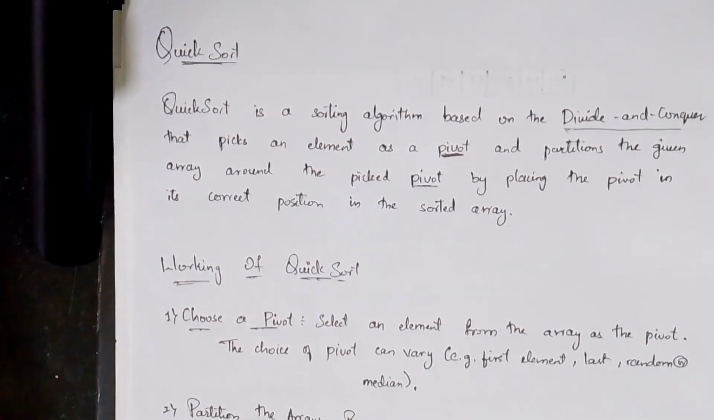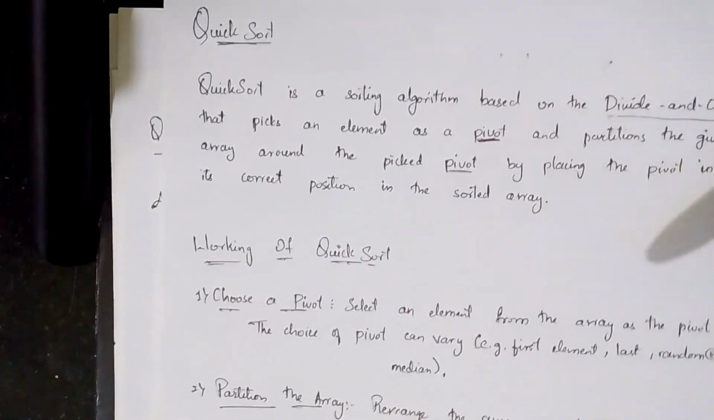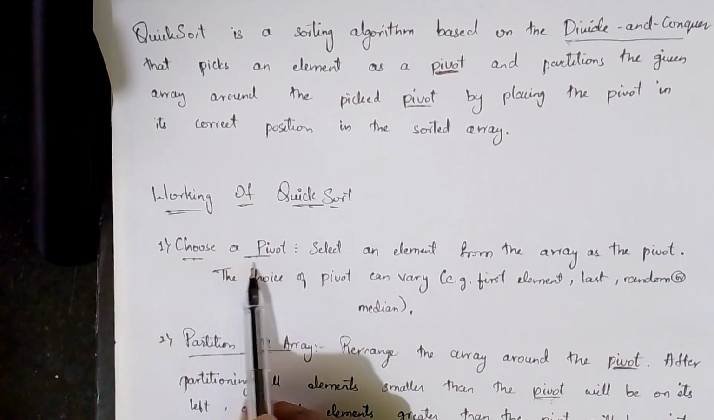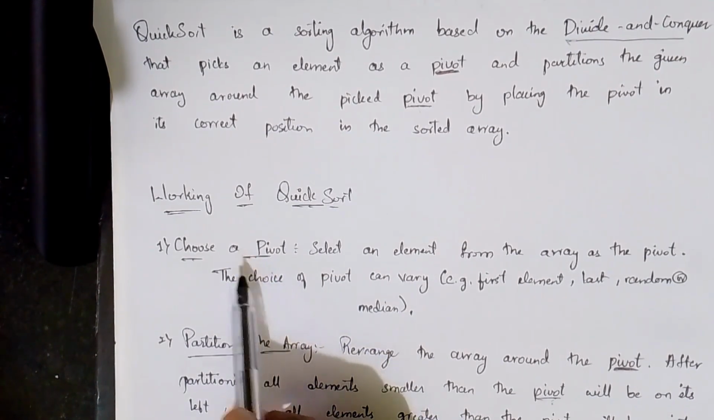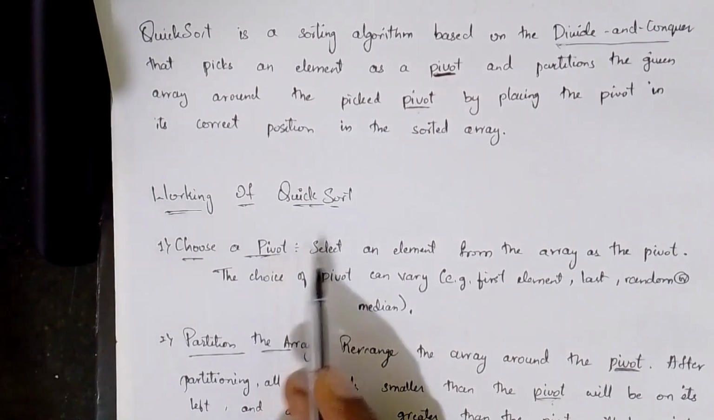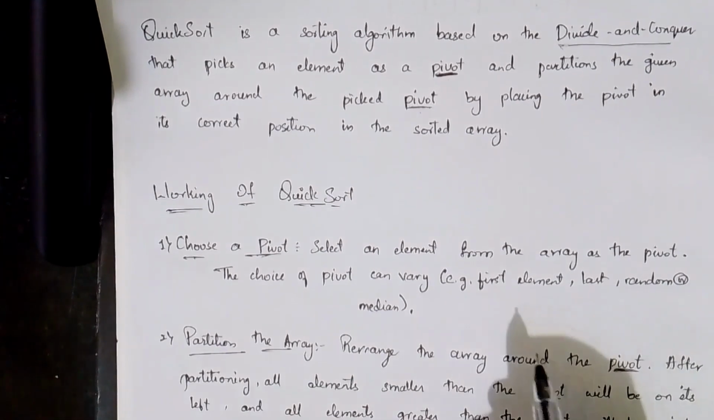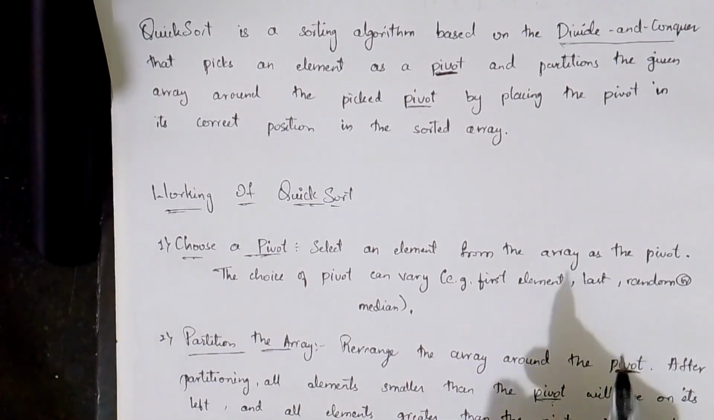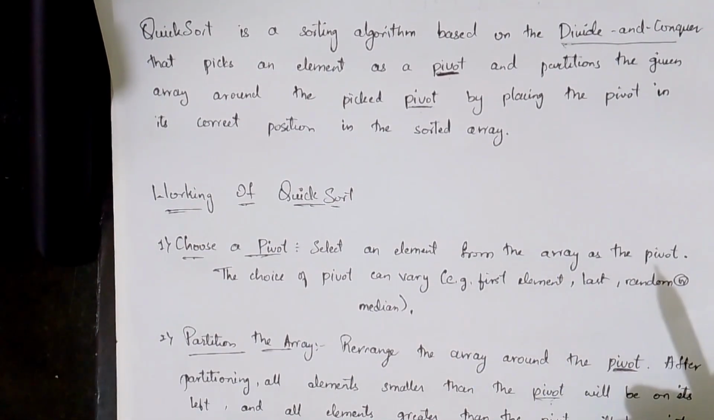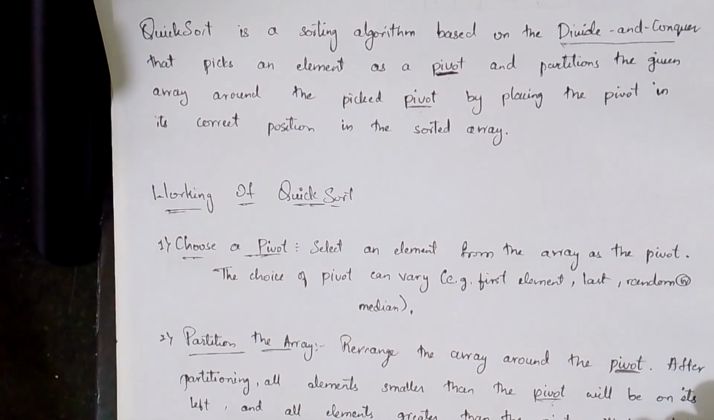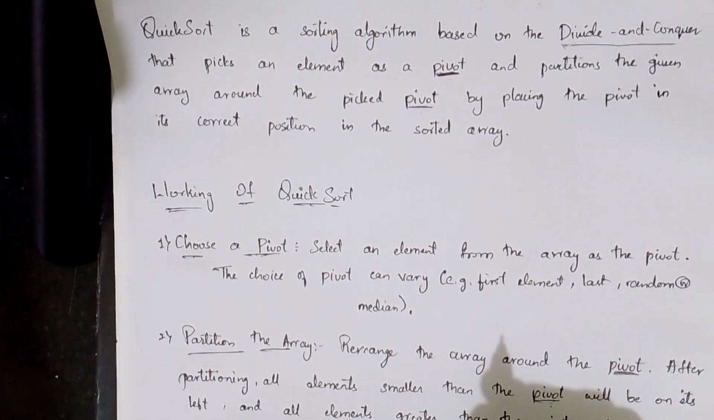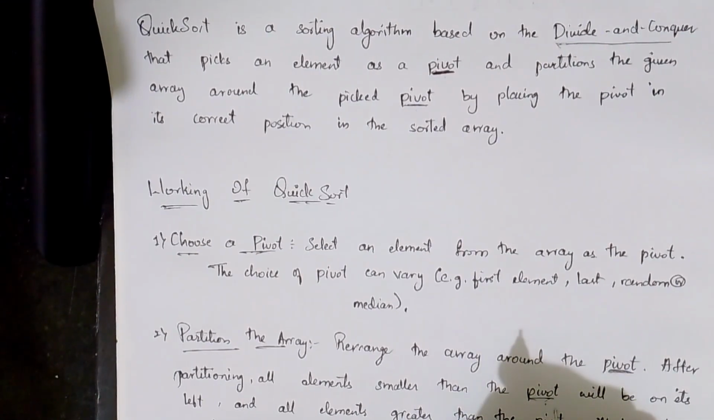Now let us discuss the working of quicksort. First of all, we have to choose one of the elements as a pivot element from the given array. We can choose the pivot element randomly, or we can take the first element of the array as the pivot, or the last element, or the middle element of the array. We can choose any element as the pivot element among the given array.